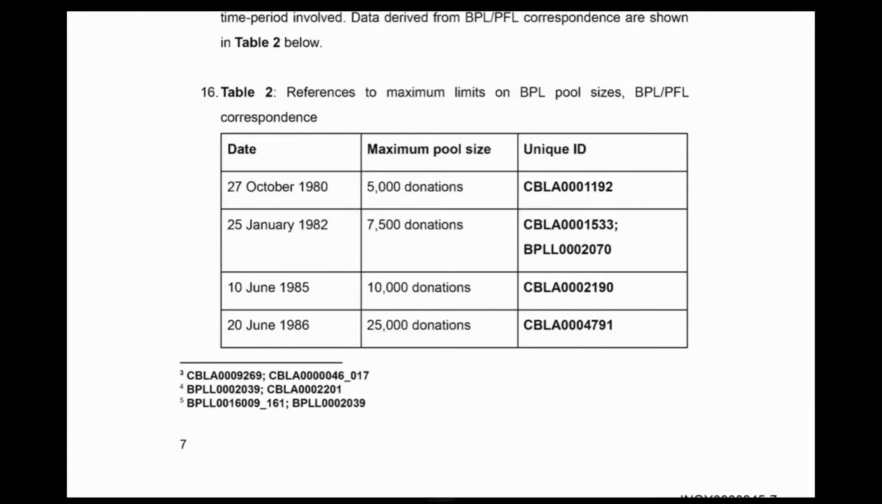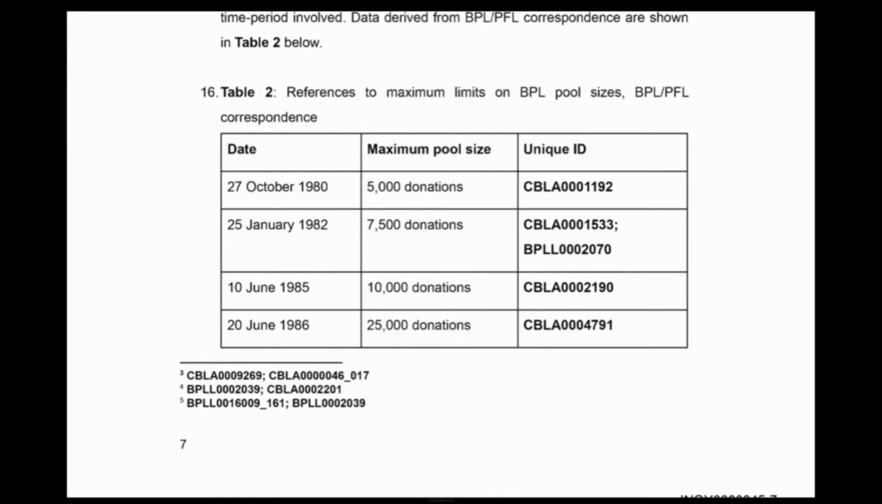We can see table 2 at paragraph 16 contains 4 references. The documents are given their unique IDs in the right-hand column. The information that we have obtained from those documents give maximum pool sizes of 5,000 donations in October 1980, 7,500 in January 1982, 10,000 in June 1985, and then 25,000 in June 1986. We will come back and look at that document a little later.